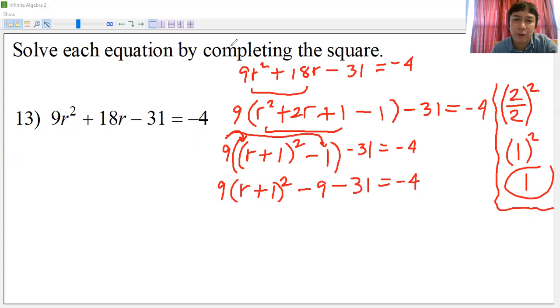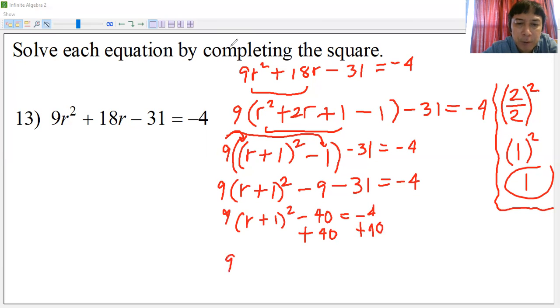After which, we are now going to combine the numbers. The negative 9 and the negative 31 turns negative 40. So the next line will be 9 times r plus 1 squared, minus 40 equals negative 4. And then we will add 40 to both sides. Add 40, add 40. And so the next line will be 9 times r plus 1 squared. The negative 40 and the plus 40 zero out. And then the right side will now be just 36.